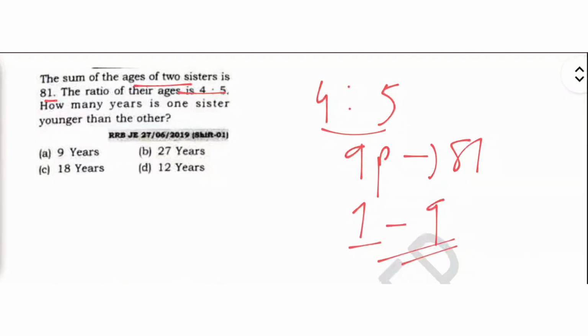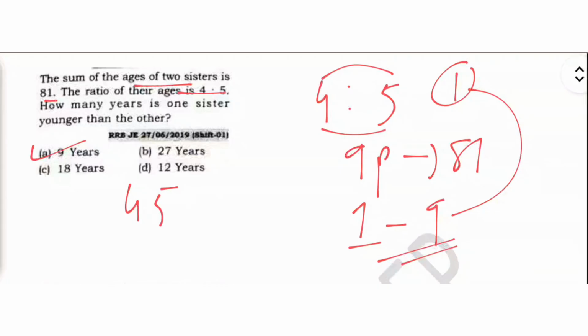How many years is one sister younger than the other? Nothing but we have to find the difference. Okay, what is the difference of this? One part, and one part is nothing but here 9 years only. So option A. Even if you would have done like this, 5 nines are 45 and 4 nines are 36, then also you would have got 9 years only. Okay.